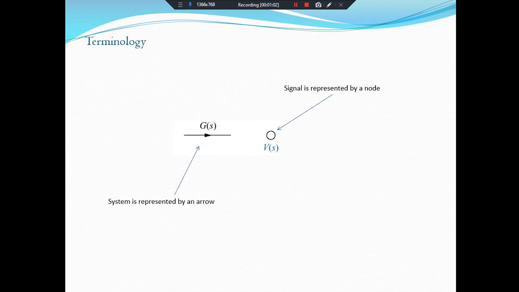The basics of signal flow graph: as I have told you earlier, a signal is represented by a node. Whenever there is any signal in our system, we will represent that signal by a node, and a system is represented by an arrow. This is the gain of the system or transfer function of the system, G(s). Whenever we draw a signal flow graph, we will replace all the gains or transfer functions of the system by a branch.